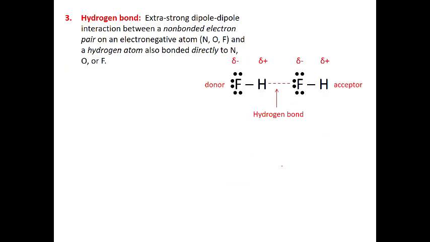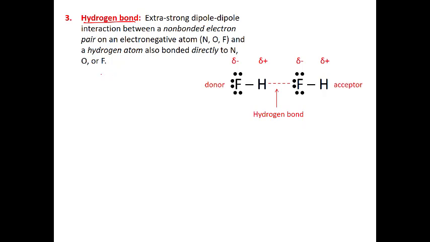All right, so now we get into stuff that's really, really important in biology. So the hydrogen bond is the next level up in strength of intermolecular forces. The hydrogen bond is really just a special type of dipole-dipole force. A hydrogen bond is an extra strong dipole-dipole interaction between a non-bonded electron pair on an electronegative atom, for the purposes of this class, nitrogen, oxygen, or fluorine, and a hydrogen atom also bonded directly to nitrogen, oxygen, or fluorine. Here's what I mean by that.